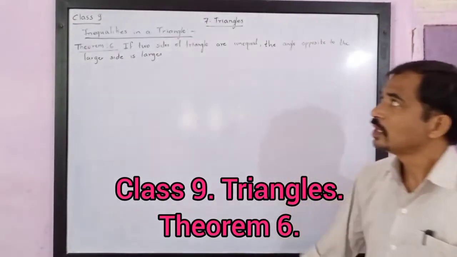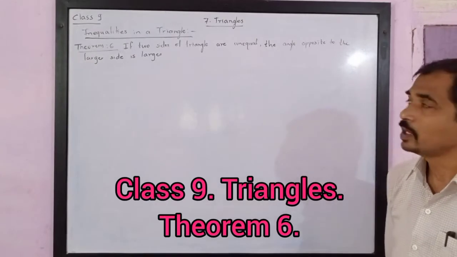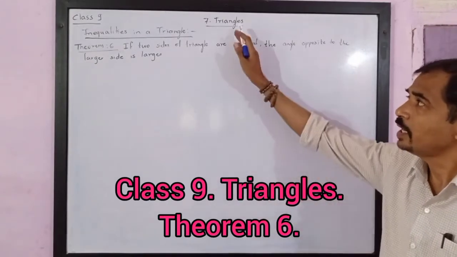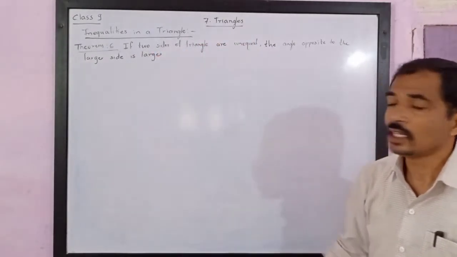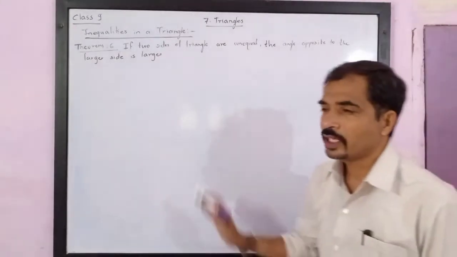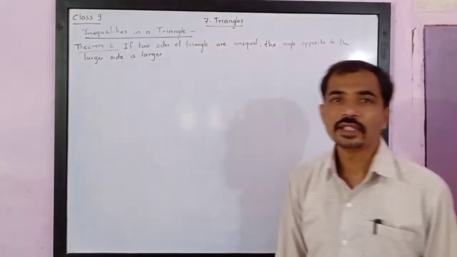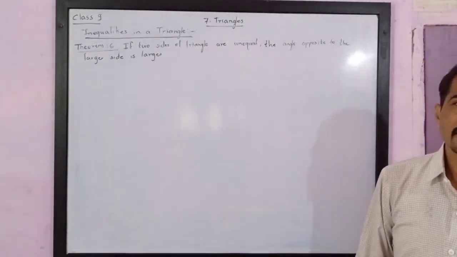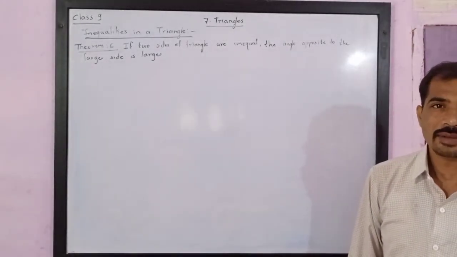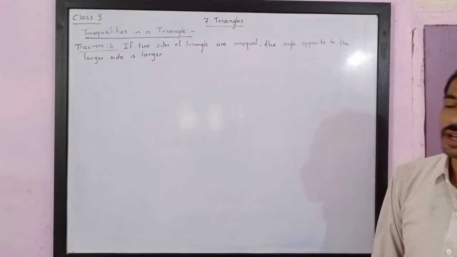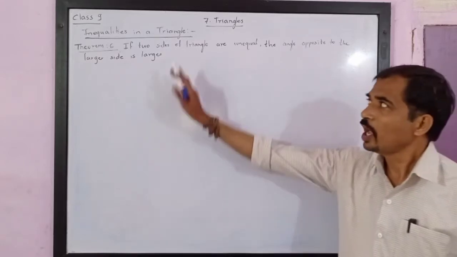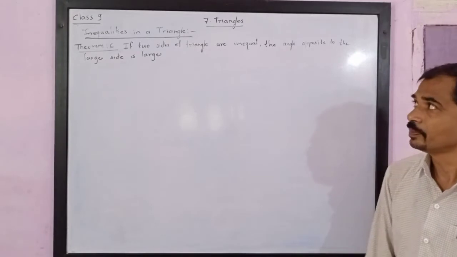Dear friends, in class 9 we are studying chapter 7, and in that the next point is inequalities in triangle. We know that a triangle has three sides and three angles. So some sides and some angles might be smaller, might be larger or greater. Now we are going to study about them.